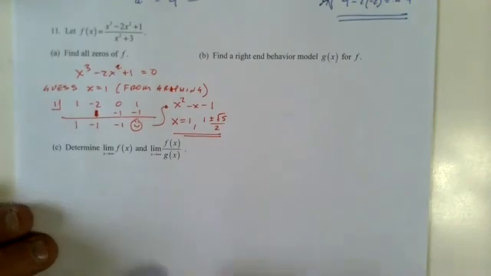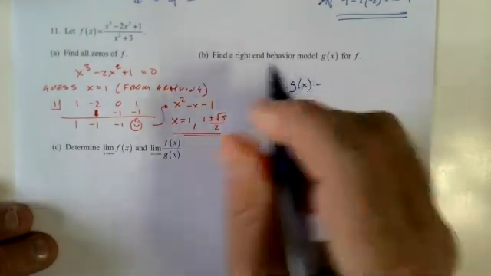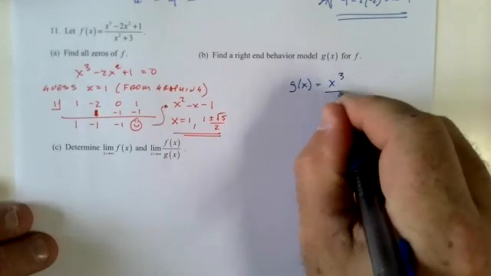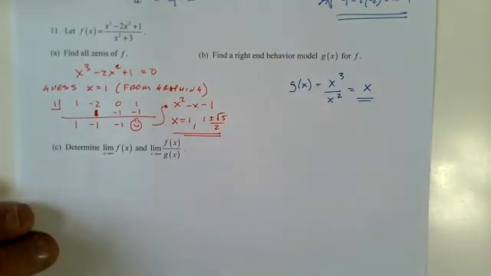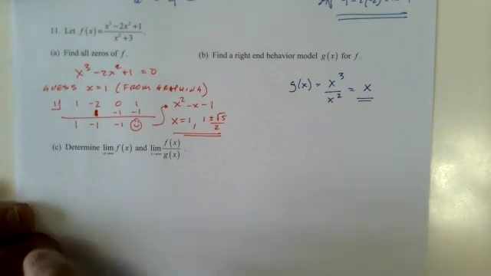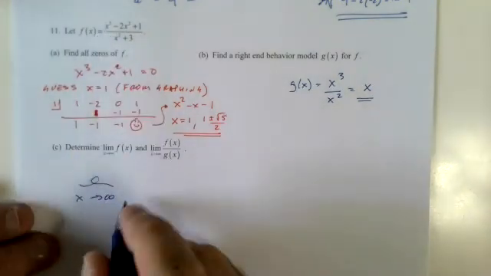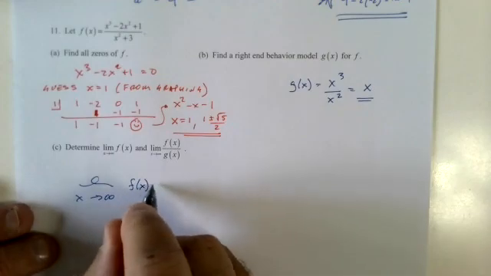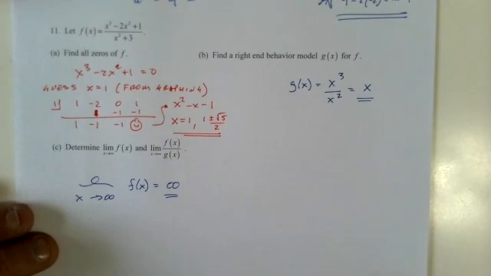Those are my zeros. Find a right end behavior model for f. We'll just take the biggest powers: g of x equals x. And then determine the limit as x approaches infinity and negative infinity. Limit as x approaches infinity: biggest power on top, so it's infinity. It's going to get bigger and bigger and bigger.